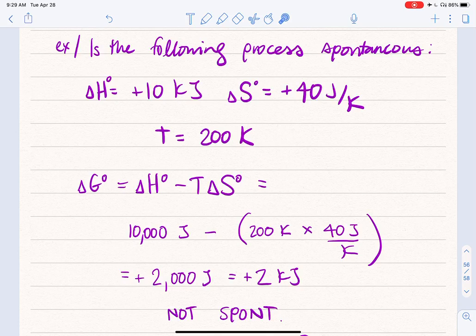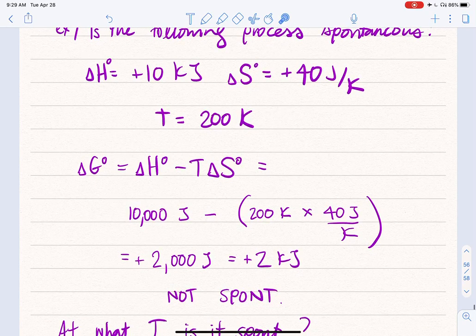Well, all you've got to do is plug these three values into our master equation to calculate delta G. Make sure you convert the units. In this case, I'm going to convert everything to joules. It's just easier. 10 kilojoules becomes 10,000 joules minus 200 Kelvin times 40 joules per Kelvin. When you do the arithmetic, you find that the delta G is equal to 2,000 joules, or 2 kilojoules. This is positive, so it's not spontaneous, or reverse spontaneous, or unfavorable.